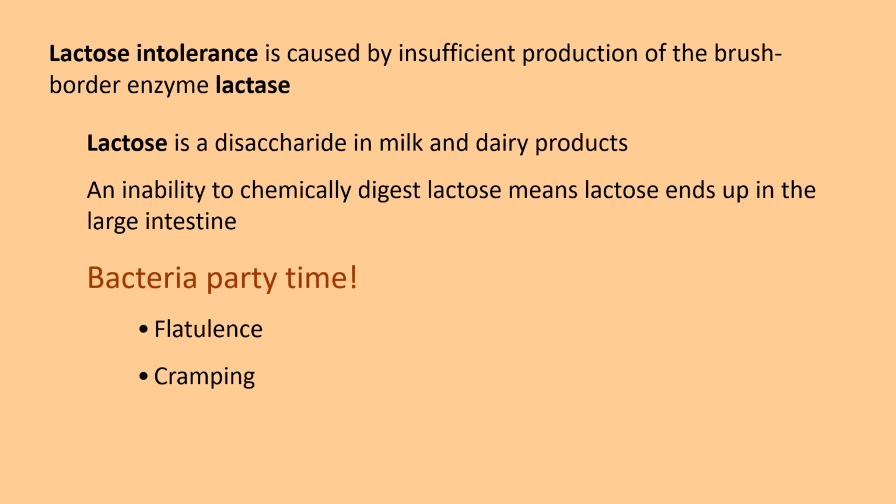There can be intestinal cramping, and there can be diarrhea. What causes this? Well, if there's lactose, milk sugar, in the small intestine, but there's no lactase to break it down, that lactose, the disaccharide, cannot be absorbed, and it continues to move along the lumen of the small intestine until it arrives in the large intestine.